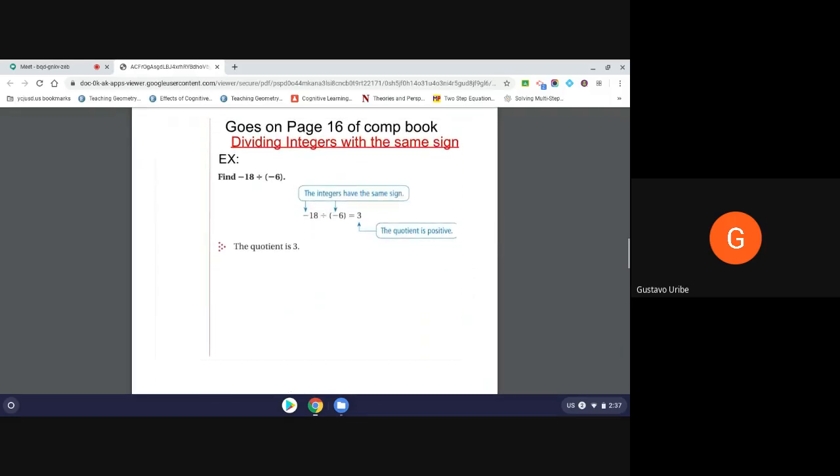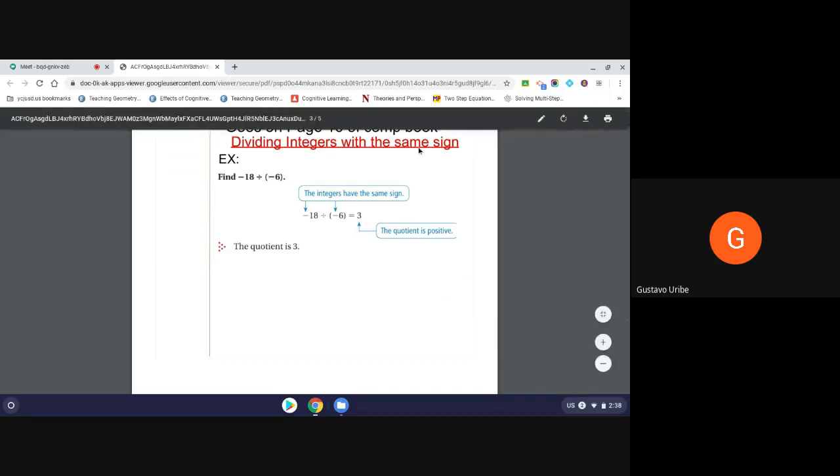All right, now let's take a look at this example. Find negative 18 divided by negative 6. Well, remember, this is a negative, so we have to make sure we know if it's positive or negative, divided by a negative. Okay, two negatives have the same sign, so my answer is going to be a positive. Now, all I have to know is what's 18 divided by 6.